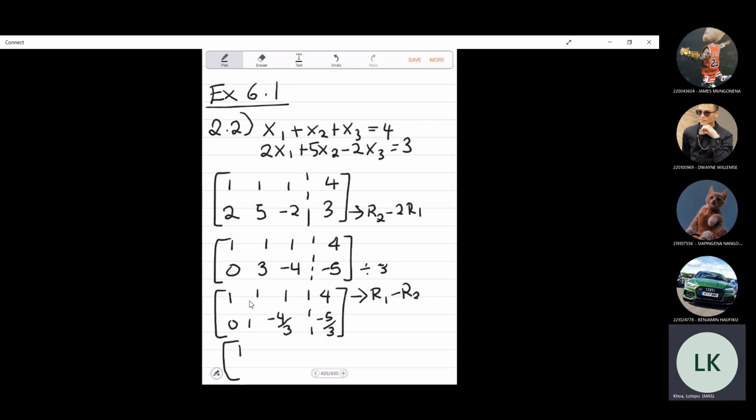So 1 minus 1 is 0. 1 minus 4 over 3, that is 1 minus negative 4 over 3. This is 7 over 3. And this is 4 minus negative 5 over 3. 4 is 12 plus 5 is 17. And then this one is 0, 1, minus 4 over 3. And then this one here is minus 5 over 3.